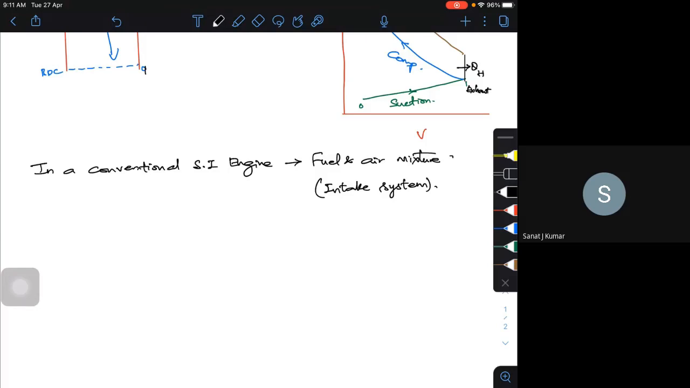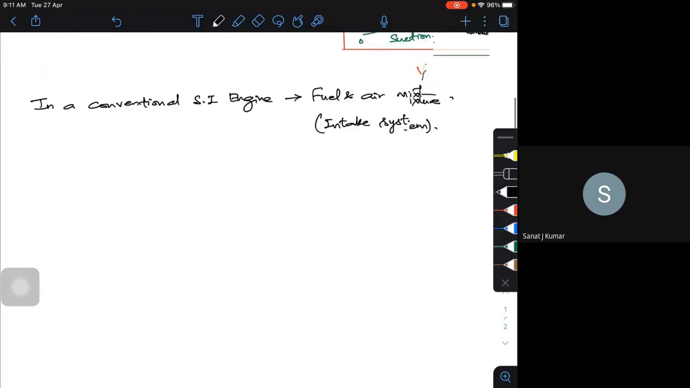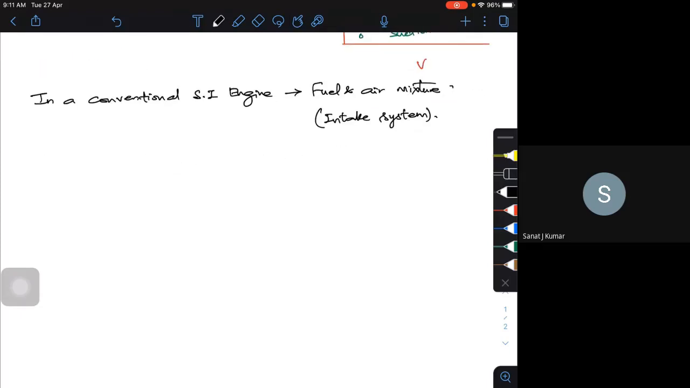Now if I try to put it on what we call a crank angle versus cylinder pressure diagram, and what happens in an SI engine, I'll be having the crank angle on the x-axis.